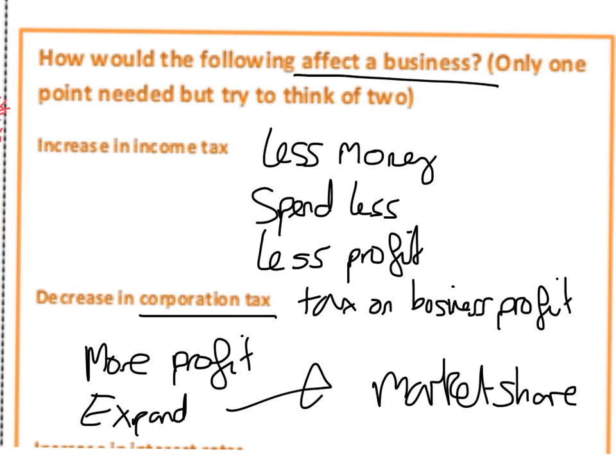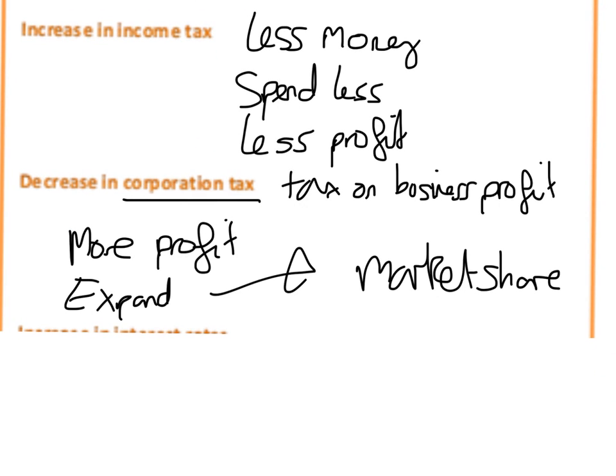Okay, the third one, which got cut off on the end of my sheet, it's not the end of the world, is, now this is the hardest one of all of them. It's an increase in, what am I going to say? I'm going to say interest rate. Right, the interest rate is the cost of borrowing money.